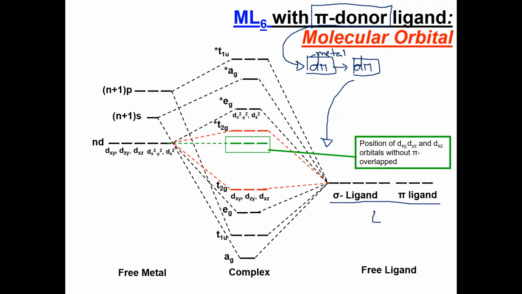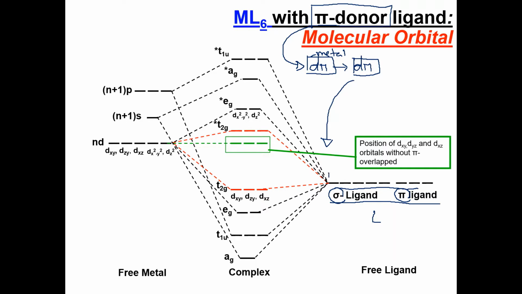The orbitals for the sigma ligand and the pi ligands are on the same energy level. Whereas if you flip back your notes with the pi acceptor ligand, you have two different energy levels between the sigma ligands and the pi acceptor ligand. So in this case, all the orbitals for the sigma and the pi ligands will be at the same energy.